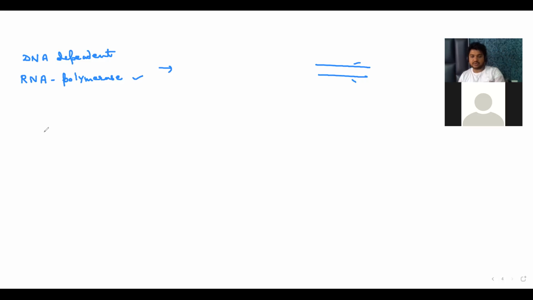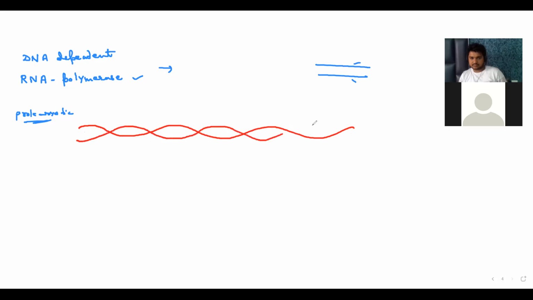Firstly, we are talking about the prokaryotic, how transcription in prokaryotes takes place. If you have a DNA, we are talking about the prokaryotic organism. So this is your DNA, but I'm talking about prokaryotic, right? This is the first step, the initiation process. You know it very well. There is a promoter at this side, right? So the promoter is there.